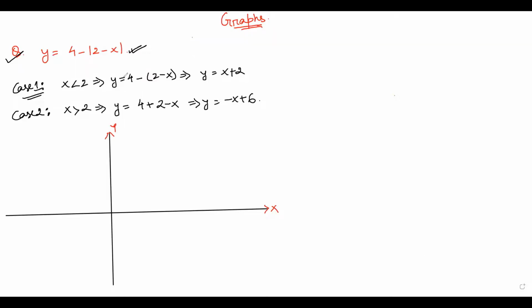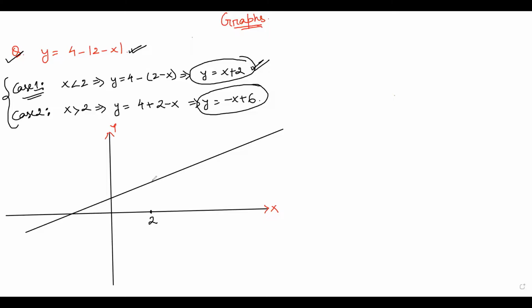Now, let us try to plot the graph of this equation by using these two cases. So when x is less than 2, we have y equal to x plus 2. And when x is greater than 2, we have y equal to minus x plus 6. Let us put the point 2 to be somewhere here. Now, when we plot the line y equal to x plus 2, this would be something like this. And when we plot y equal to minus x plus 6, the line would be this line.